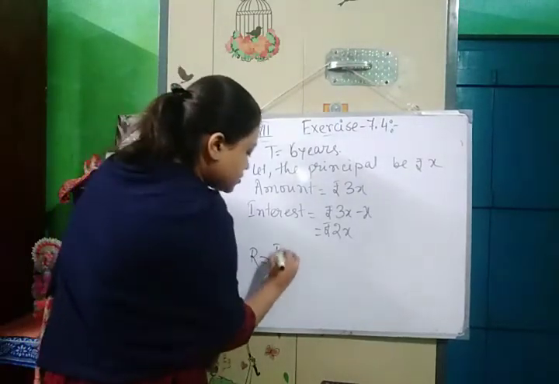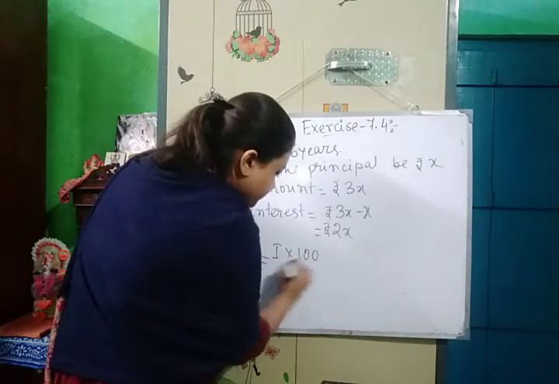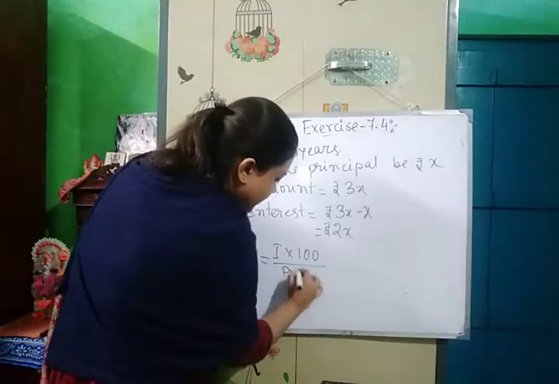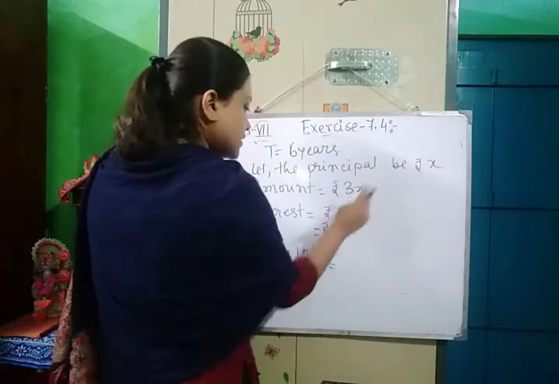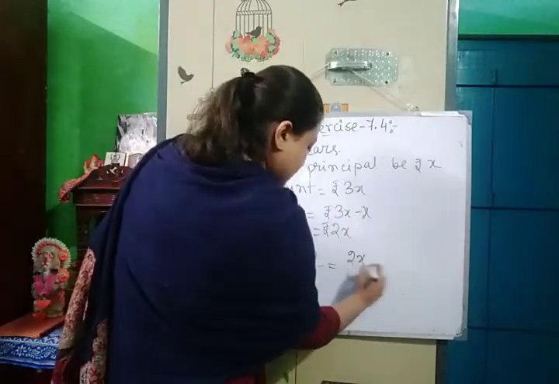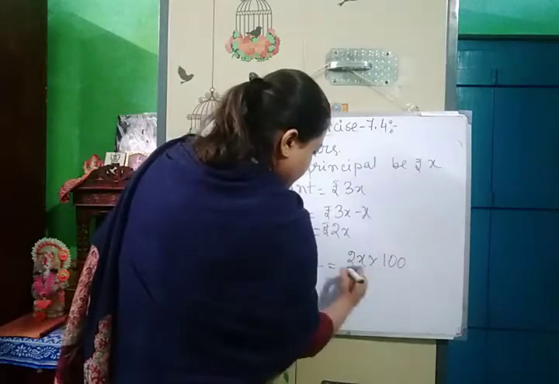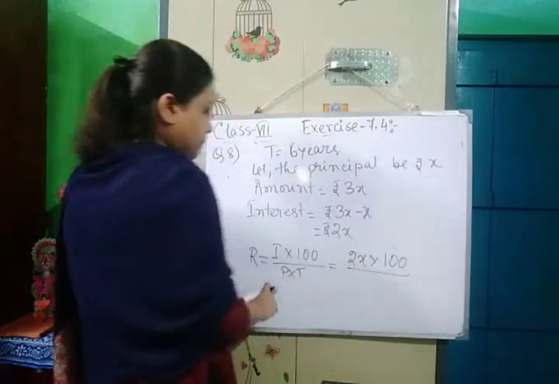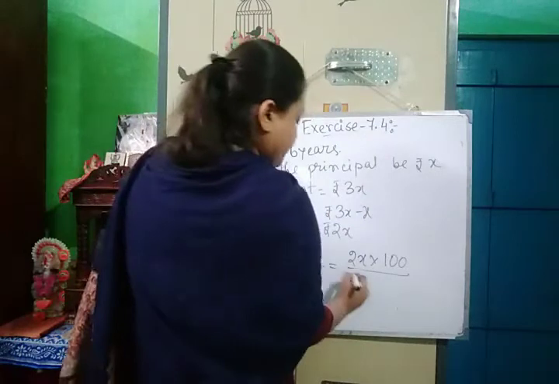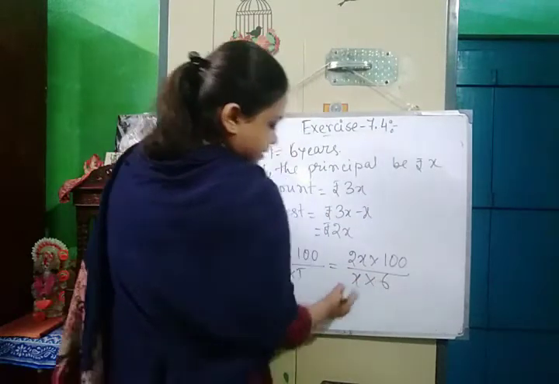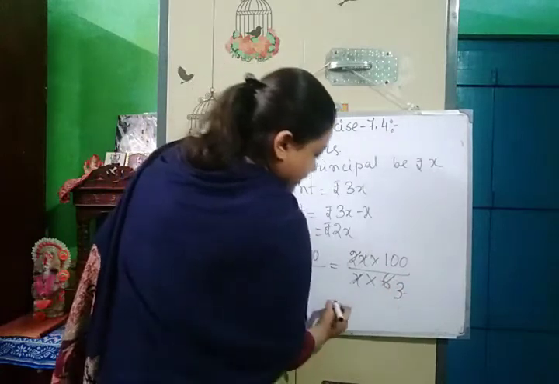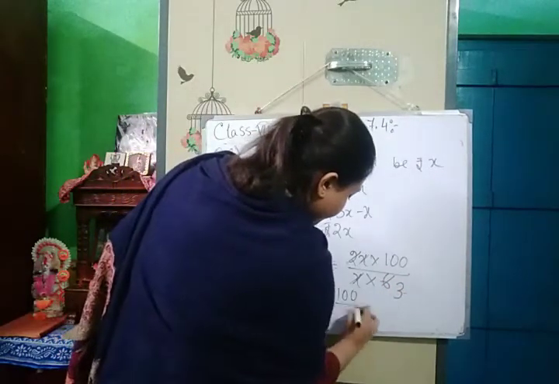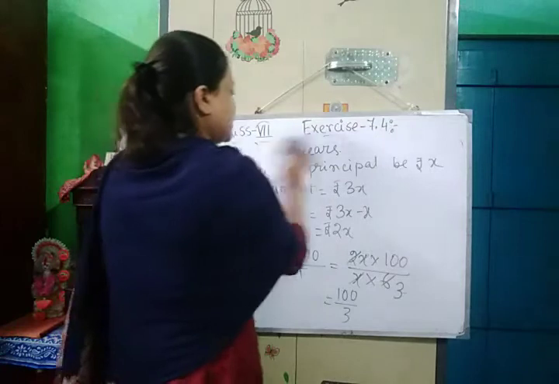We know rate equals I into 100 by P into T. So the value of I is 2x into 100 by the value of P. P is x and time is 6. So x cancelled, 3 into 6. So it's 100 by 3.